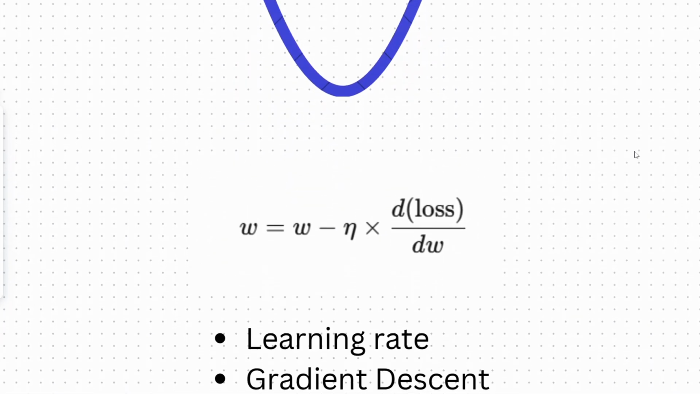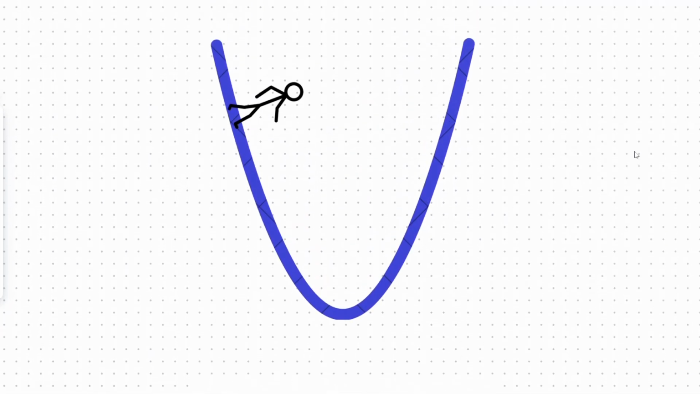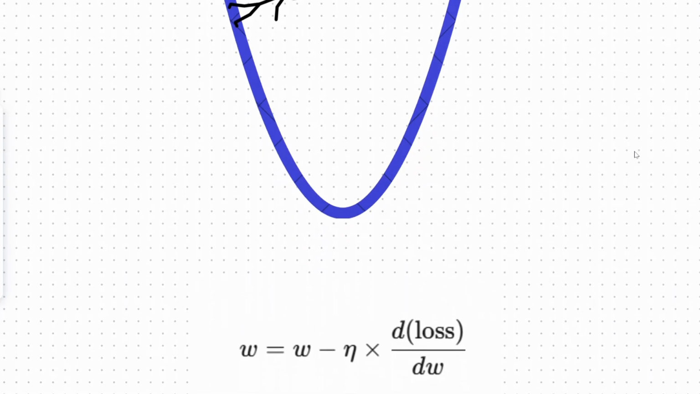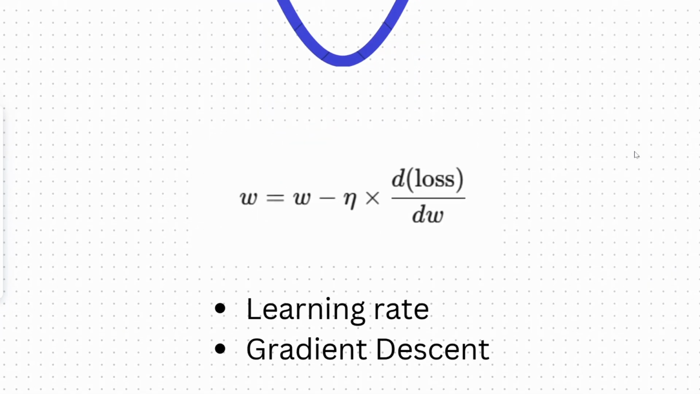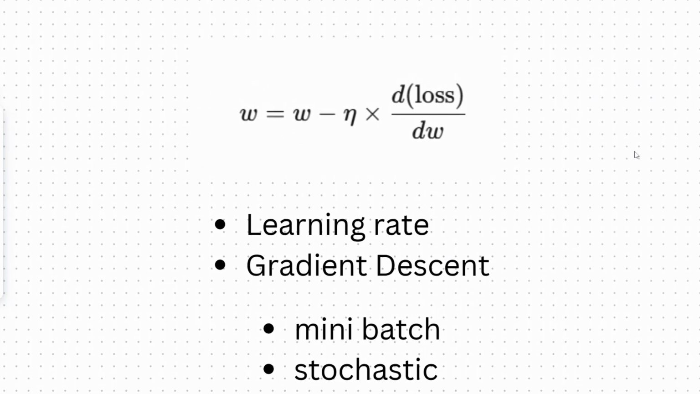And the descent word in gradient descent means that we are trying to find the minimum value of our function. Here, there are a lot of types of gradient descent. There are mini batch gradient descent and stochastic gradient descent.